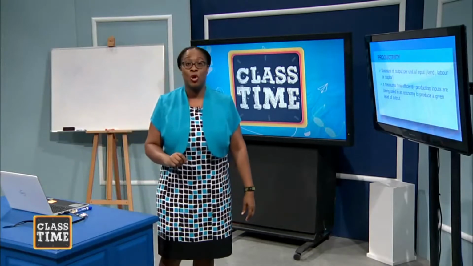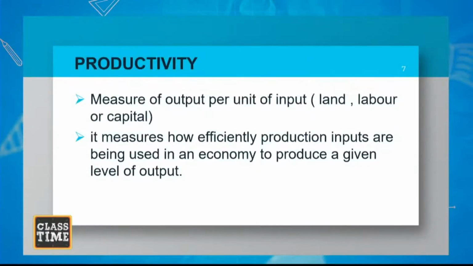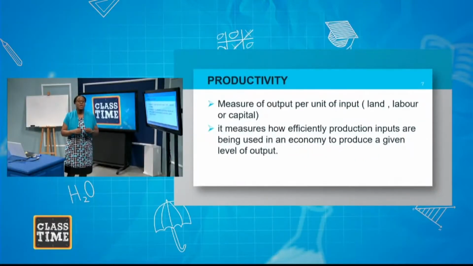Now let's look at the term productivity. Productivity is looking at how efficient we are in using the inputs to produce the good or service. So by definition, it is a measure of output per unit of input. So it is looking at the output that is being produced by land, labor, or capital. It measures how efficiently production inputs, again, the factors of production, are being used in the economy to produce a given level of output.